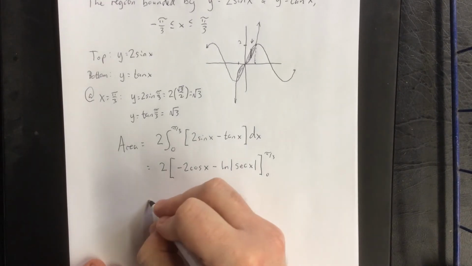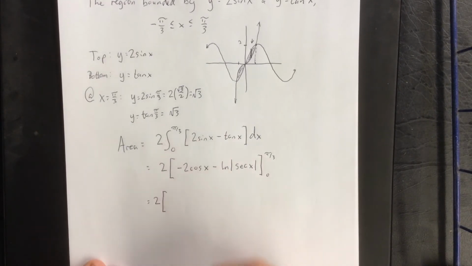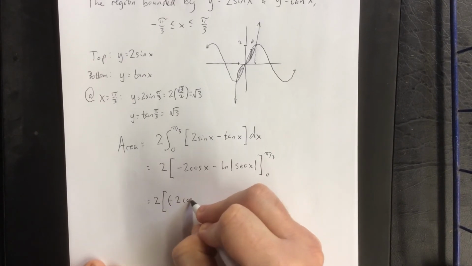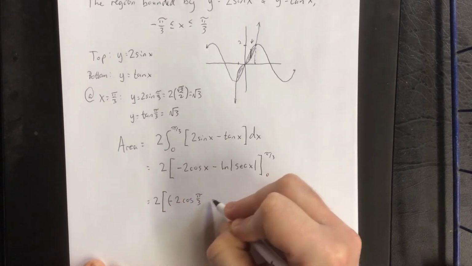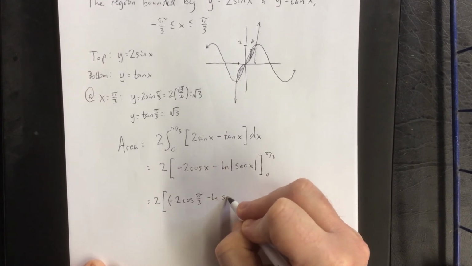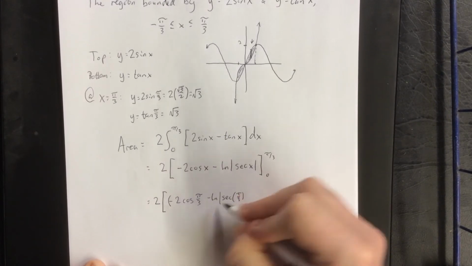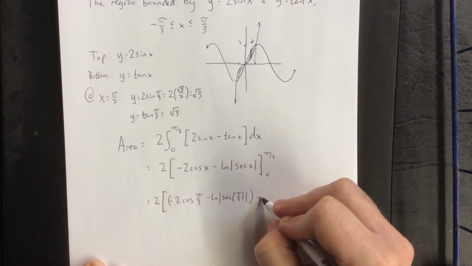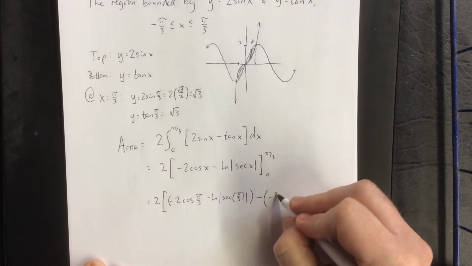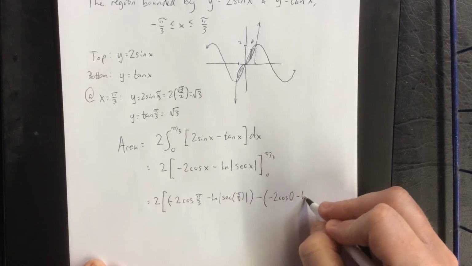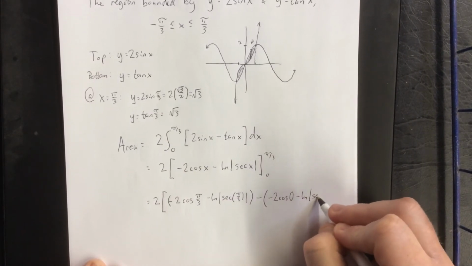Plugging in our bounds, we will get negative 2 times the cosine of pi over 3 minus the natural log of the secant of pi over 3. Minus, plugging in our lower bound, this will be negative 2 times the cosine of 0 minus the natural log of the absolute value of the secant of 0.